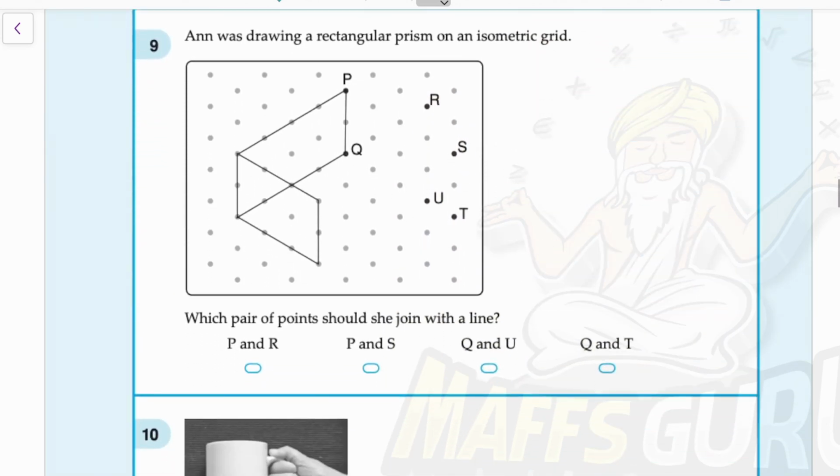And we're drawing a rectangular prism on isometric grid. Now, isometric grid is pretty much just triangular dotty paper. It allows you to draw these types of shapes relatively simply, right? Which pair of points should she join with a line?